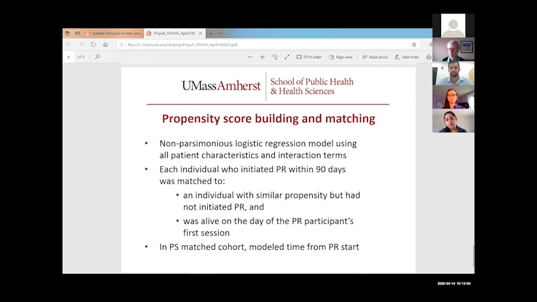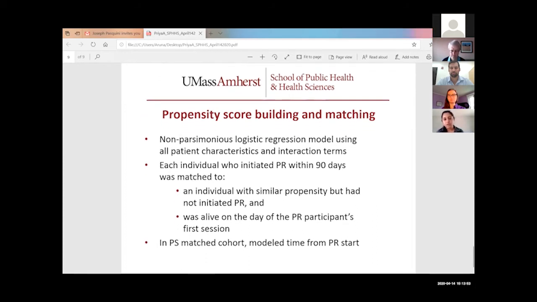And so this is a non-parsimonious model. It was a huge model with all patient characteristics and some selected interactions. Once we get a propensity score, for each patient who started PR, we had to match from the no PR group, which is a huge group for us, one patient who had a similar propensity.